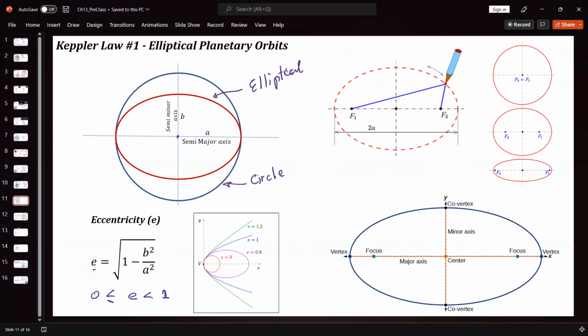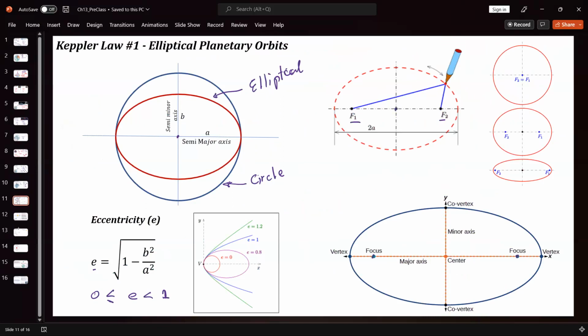Now you can see e equals 0 is the circle, obviously, because a and b are the same. Then e equals 1 is almost like a parabola. So e of 0.8 is this purple line right here, which is a nice ellipse. Depending on that e parameter, we can understand whether this ellipse is really distorted or not. And the ellipse has two focus points. The circle has only one center. The center is the focus point itself, but the ellipse has a center and two different focus points.